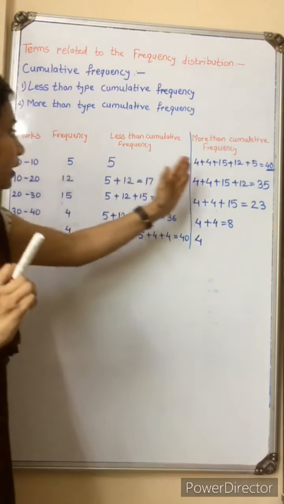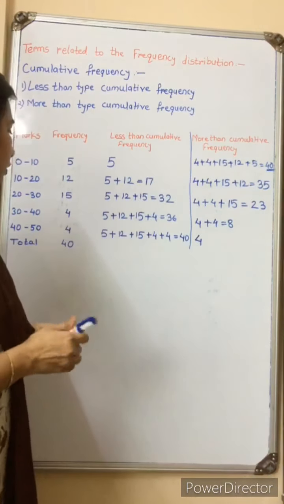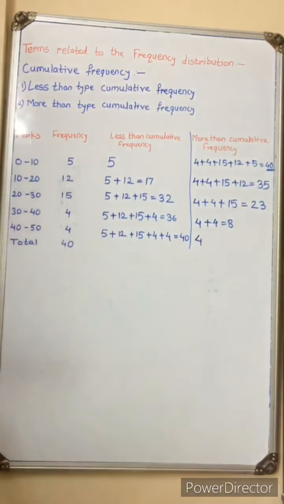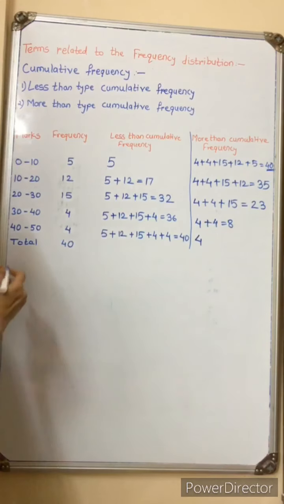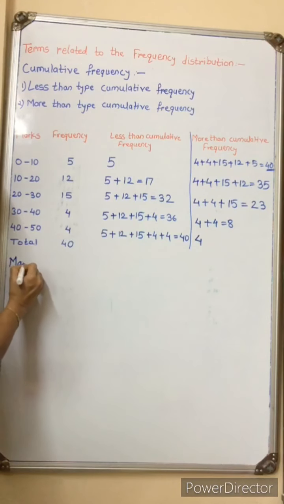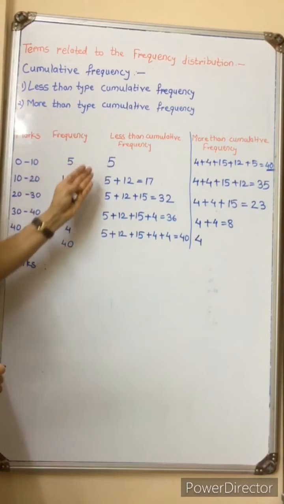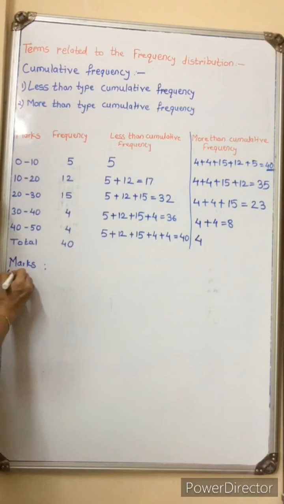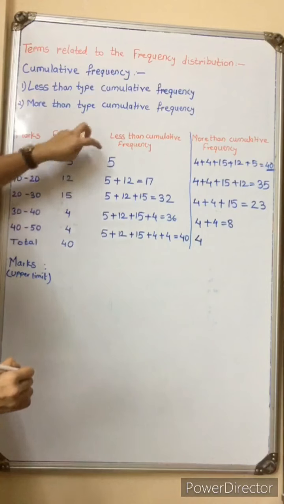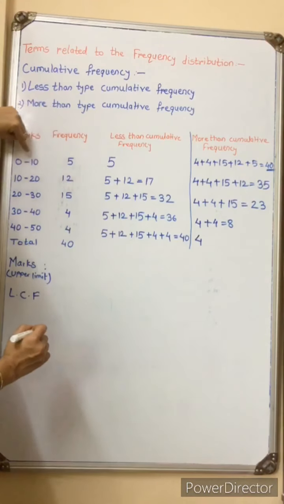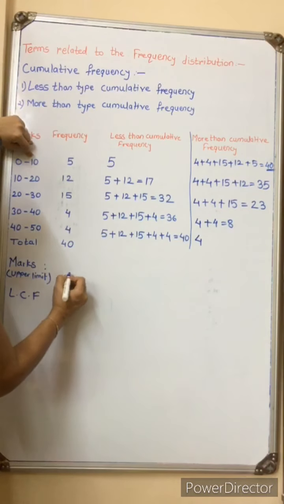So if I want to write it down separately for less than cumulative frequency and more than cumulative frequency, suppose I have marks. How can I separately mention it? For less than cumulative frequency, I always consider the upper limit. So for less than cumulative frequency, upper limit I consider.